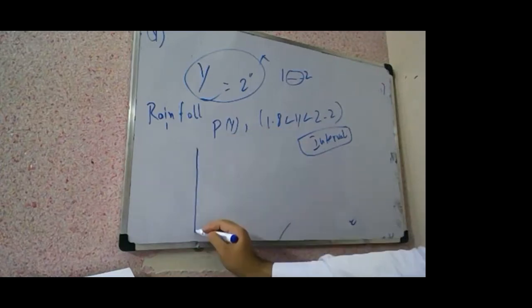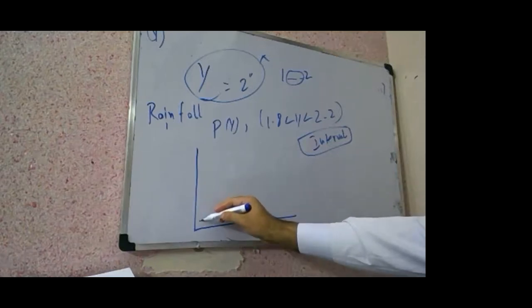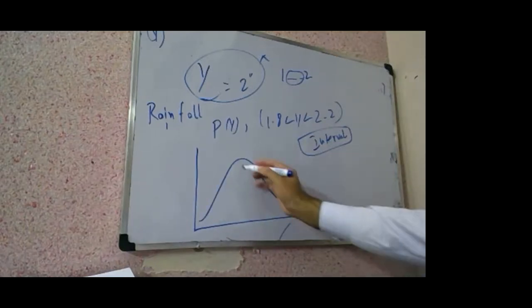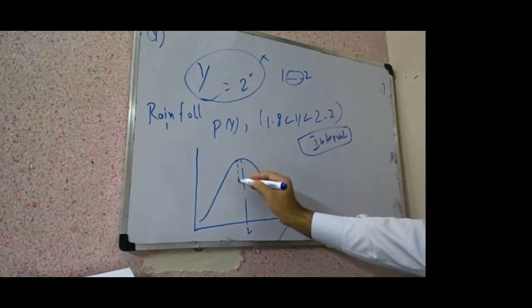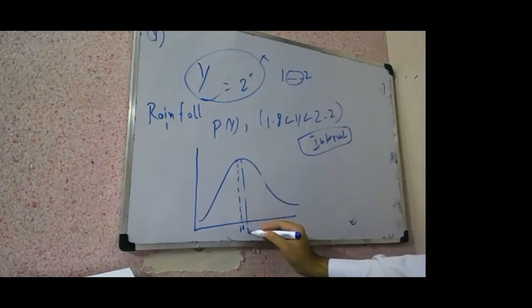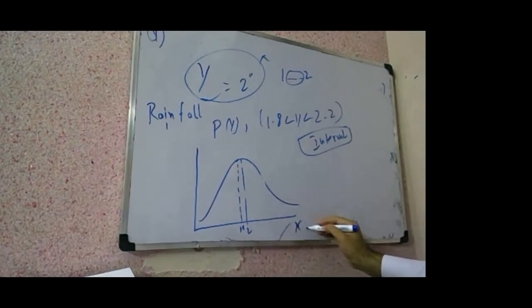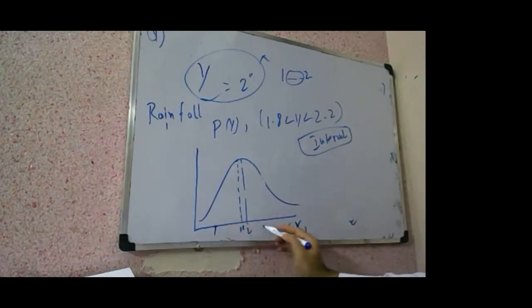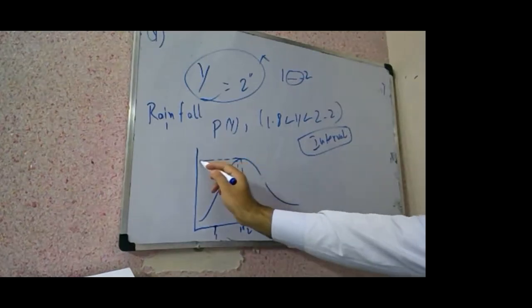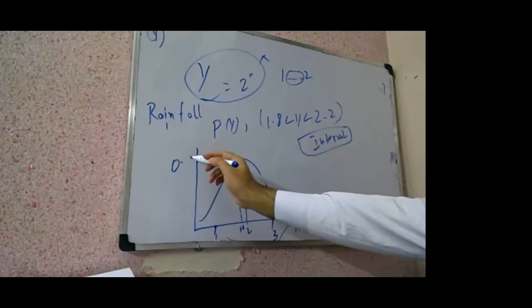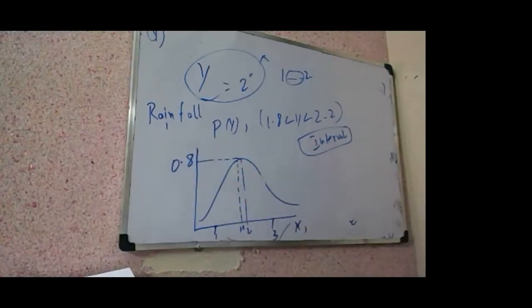Now, if I draw a random diagram, let's say I have a symmetrical distribution and this is exactly two, which is not possible. So I draw a range, which starts at 1.8. This is x, which is rainfall, and rainfall can be 1, 2, 3 inches. And this is the function with the highest point, let's say 0.8. So at two, the function of x is giving us 0.8.